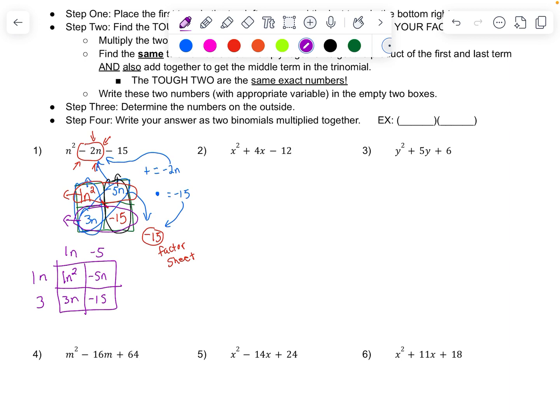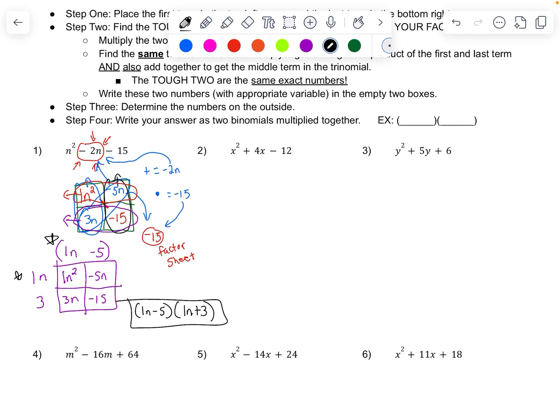And then the last thing we need to do is put parentheses around those binomials. I guess I can't really do it the vertical one. So, but you'll write your answer as 2 binomials side by side. And it doesn't matter if you put this one first or this one first, as long as you have them side by side. So I could do 1n minus 5, and then right next to it, 1n plus 3. And that is what our answer will look like.